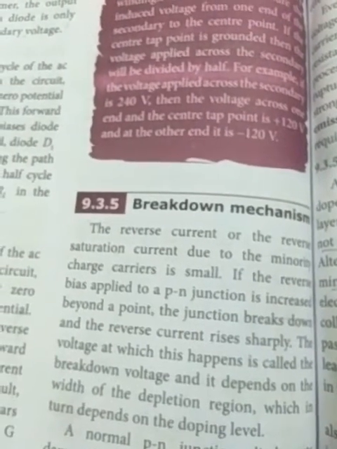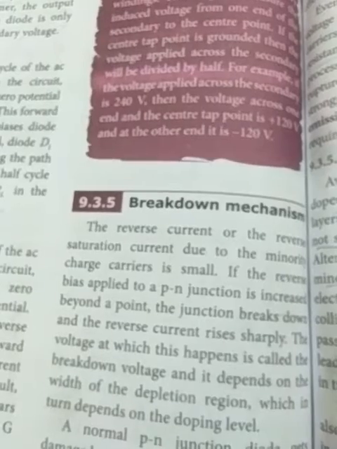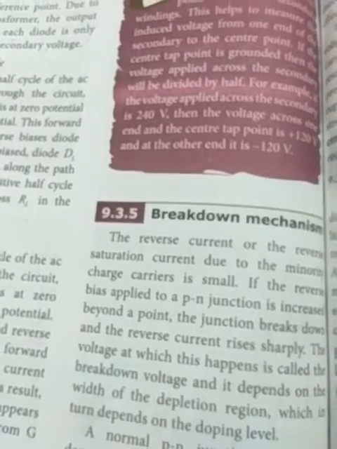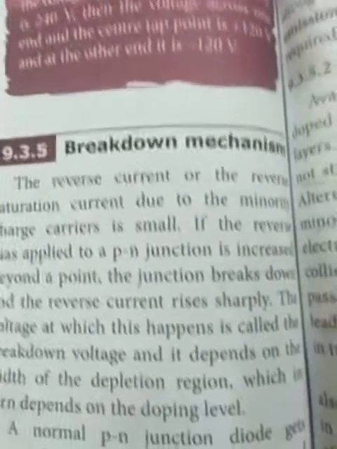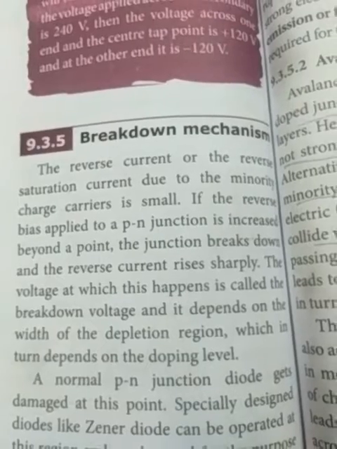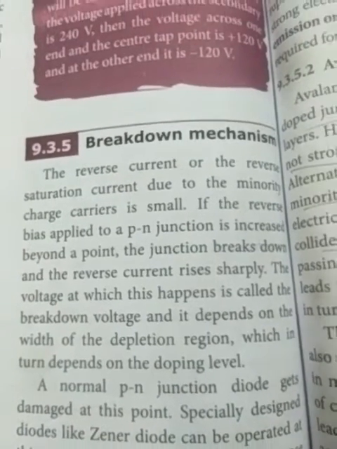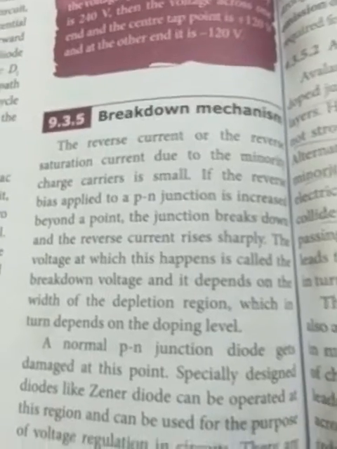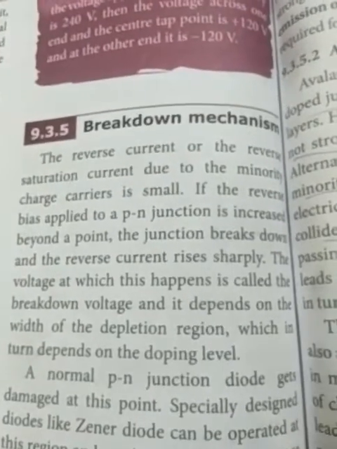So at that time, the Zener is doing a breakdown of the current. It sharply reverses the current. The voltage at which this happens is called the breakdown voltage. Whenever a high current breaks down the junction, we call it the voltage breakdown.